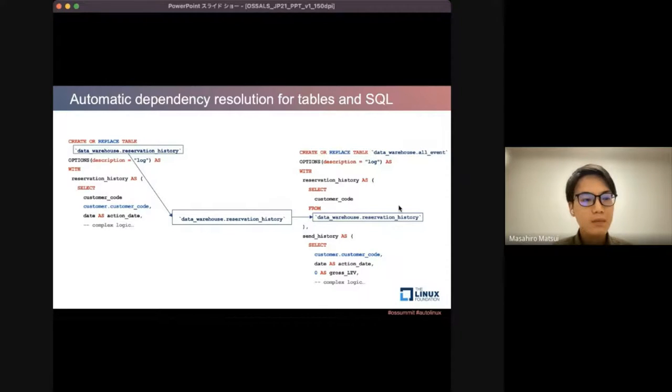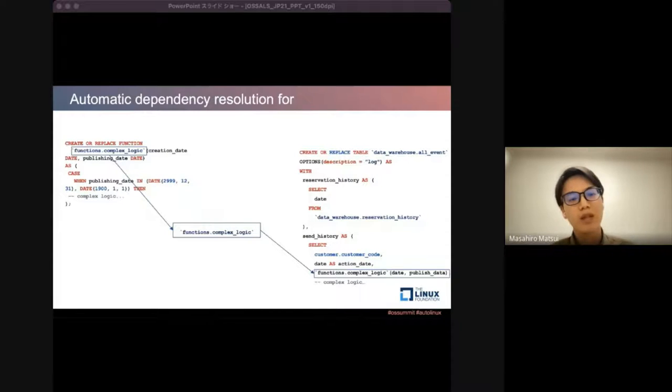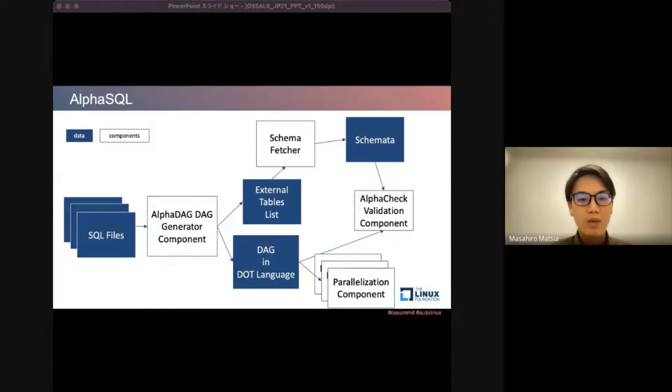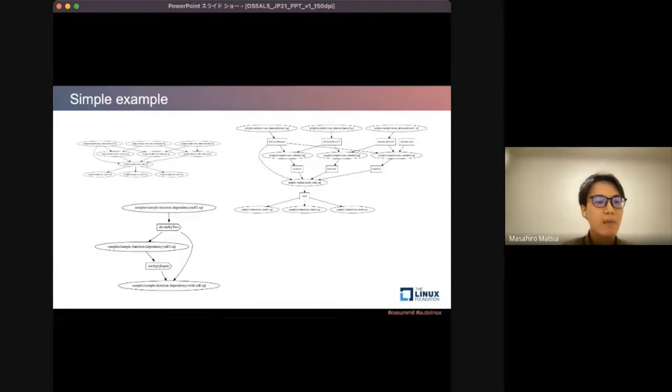In the same way, dependencies between statements creating user-defined functions and statements calling the functions are resolved. Depending on the analyzed dependencies, the AlphaDAG component generates a list of external tables referenced by SQL files, and DAG in dot language format. Dot language is a language for representing graphs. Many programming languages have their package for parsing dot language, and it would be very easy to utilize the output of the AlphaDAG component. Actually, the diagram I have shown was generated by the Graphviz CLI tool, which can generate graph diagrams in many formats from dot language.